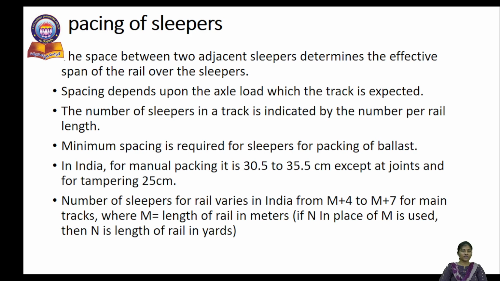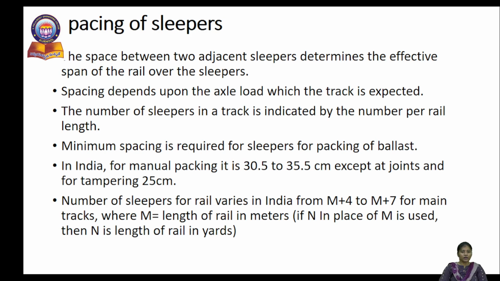Next, spacing of sleepers. A small topic, that is sleeper density. The space between any two adjacent sleepers determines the effective span of the rail over the sleepers. This spacing depends on the axle load which the track is expected to carry. The number of sleepers in the track is indicated by number per rail length. The minimum spacing required for packing of the ballast is specified.